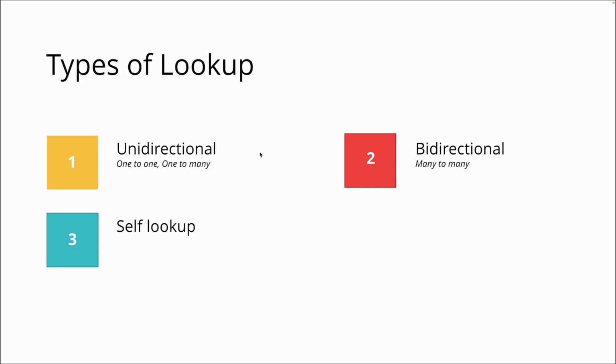So that constitutes the bidirectional lookup, and self lookup is where the lookup fetches the data from the same form.